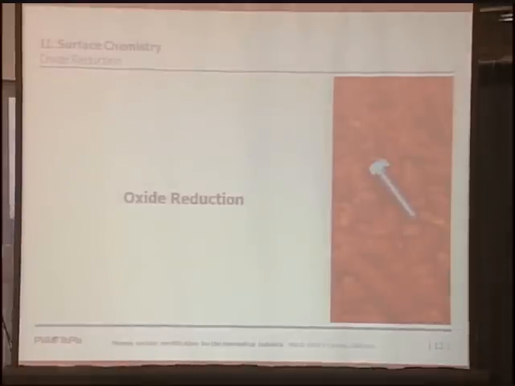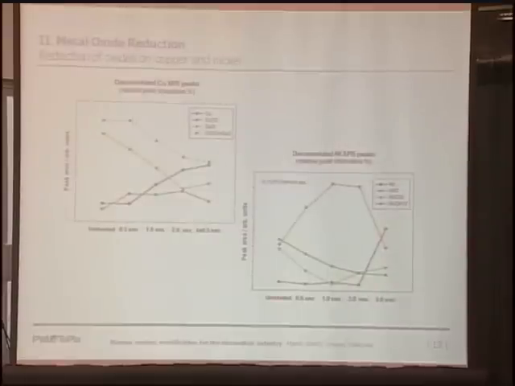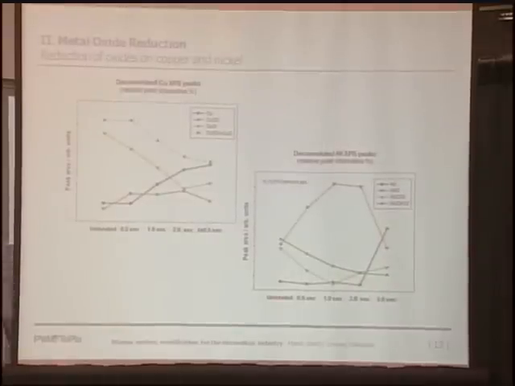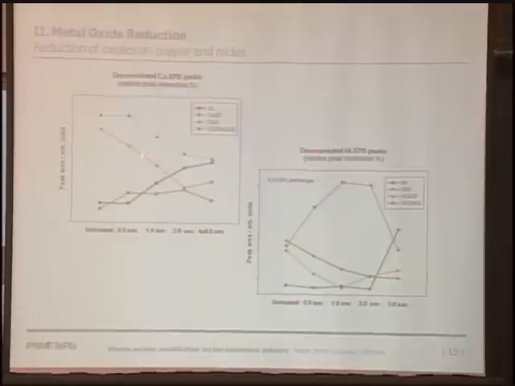And then oxide reduction, just what the picture tells you. It's removing the oxide from a metal. I wish we could do it as good as this, but these are XPS graphs of, this is copper, and this is nickel. Basically what we're showing you here is that as a function of time, we can increase the signal from pure copper and reduce the signal from the various different copper oxides on the surface. This is using hydrogen-based chemistries.